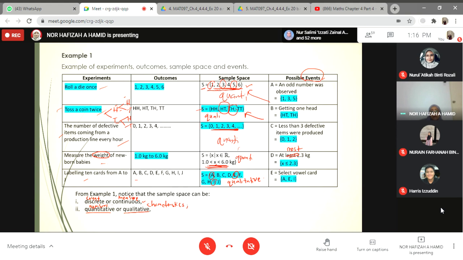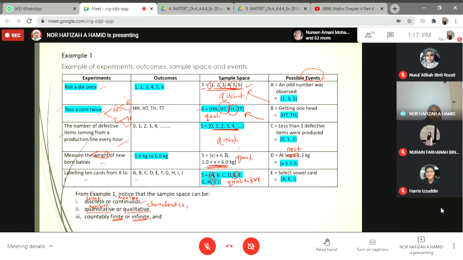Okay. Next, kita ada finite or infinite. So ni senang je. Kalau finite maknanya you punya outcomes tu dia ada ending lah. So kalau finite, outcomes tu ending. Kalau infinite, so outcomes tu doesn't have ending.